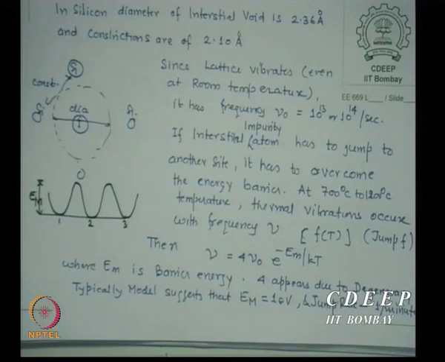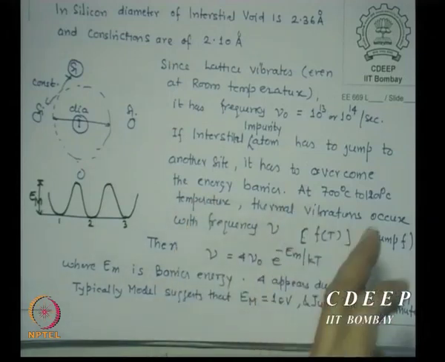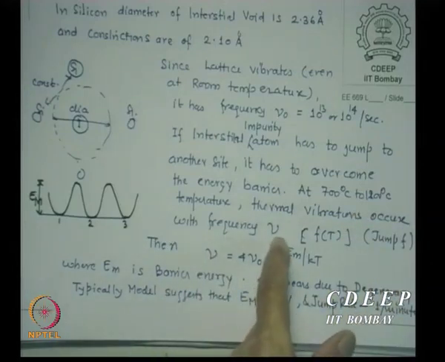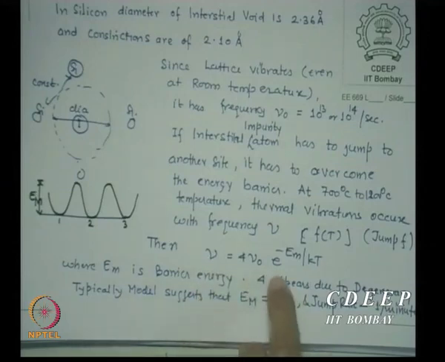If an interstitial impurity has to jump from one side to the other, it has to overcome an energy barrier. You can't just go; it has to cross some barrier. At 700 to 1200 degrees centigrade, thermal vibrations occur with a frequency given by 4 nu 0 e to the power minus Em by kT. Em is the barrier energy. It has to get excited enough to pass through the barrier and jump to the next site. This 4 is called degeneracy. Where does it come from? It is random: it can go this side, this side, this side or this side, so it has 4 possibilities of motion. So it is called the degeneracy factor. Typically the jump frequency is 4 nu 0 e to the power minus Em by kT.